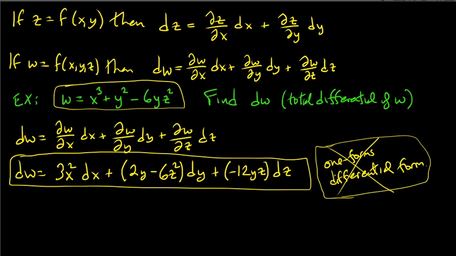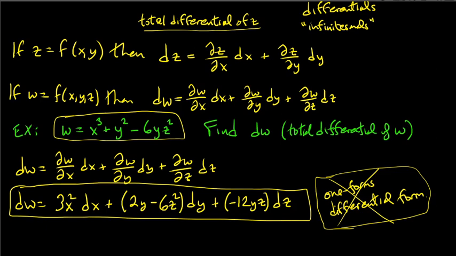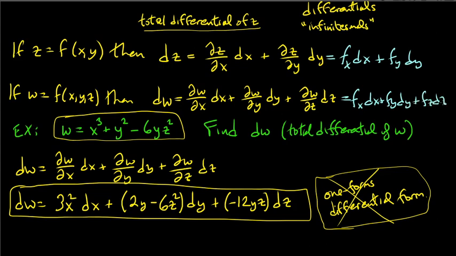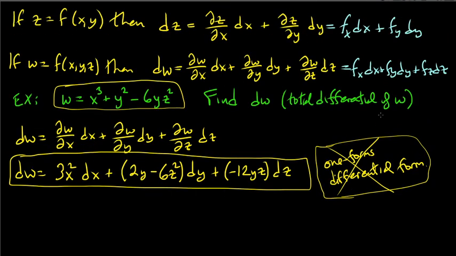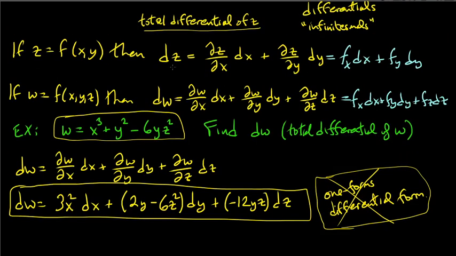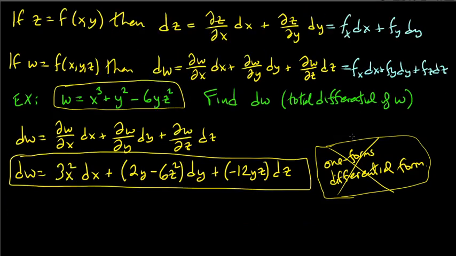Oh, and maybe we should write these in the other notation here. So this is also just f sub x dx plus f subscript y dy. This is going to be fx dx plus fy dy plus fz dz. So yeah, either way, I tend to write it with these backwards sixes here.